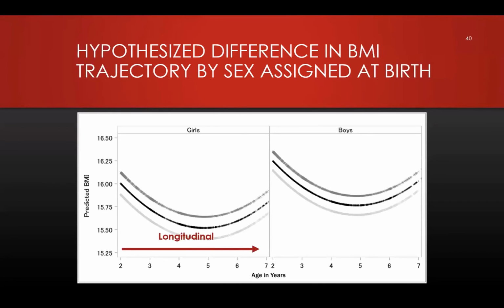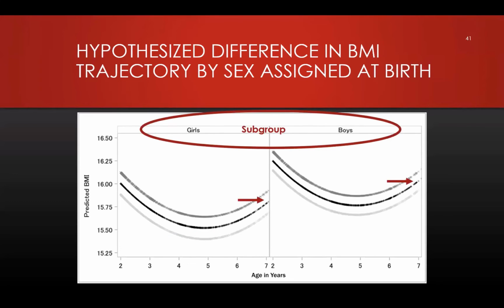So here's a figure of what this actually looked like. And you can see here that we have the longitudinal component of the BMI measurements across time. And we also have the subgroup component, which is biological sex assigned at birth. And you can see that the intercepts are different for the girls and the boys.